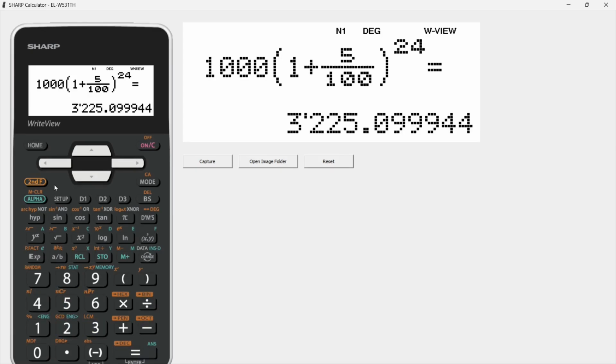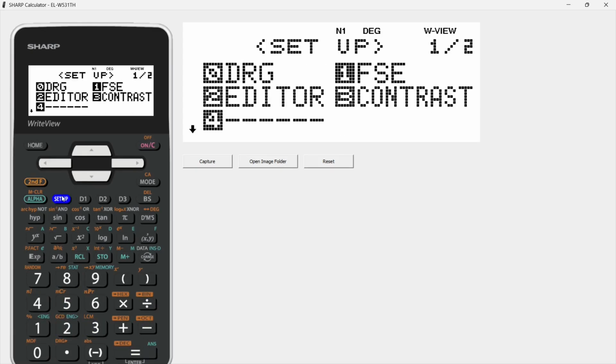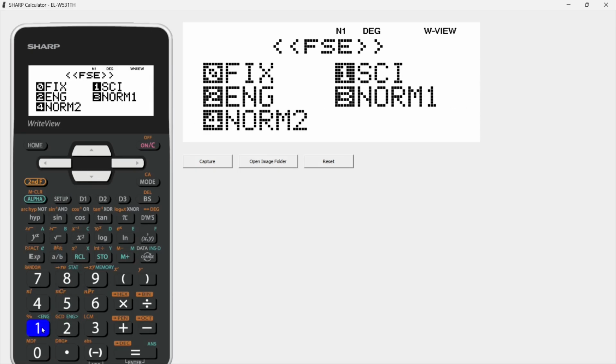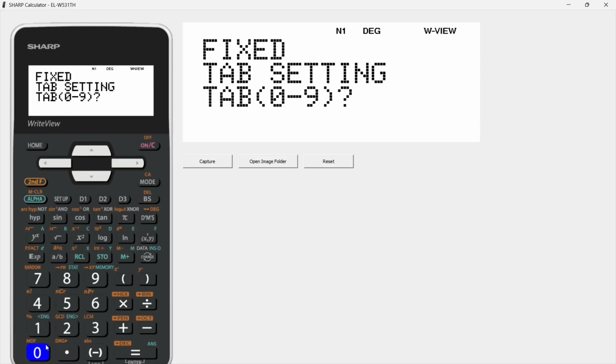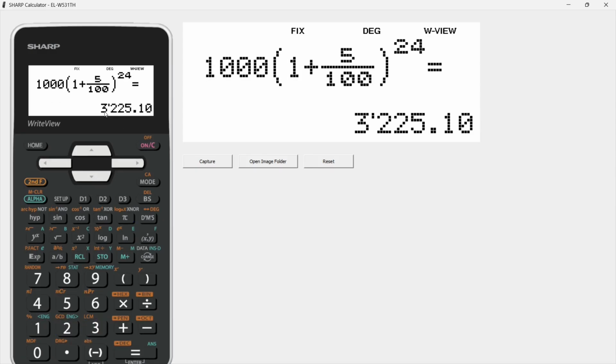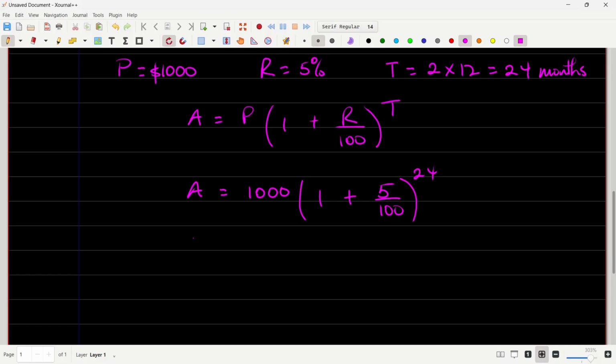Press equal. I can put this to 2 decimal places, since I'm dealing with money, so I can go to setup and choose fixed, which is 0, and I'm looking at 2 decimal places, so 2, and I get my answer as 3225.10. Right, so my amount A is equal to 3225.10. All right, so this is the amount of money that you're going to accumulate in the investment after that 2-year period.